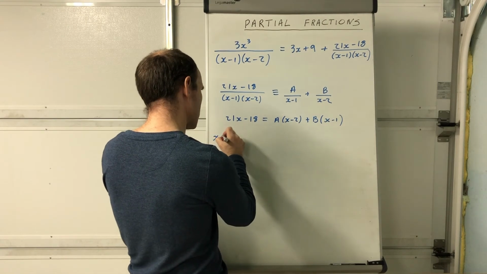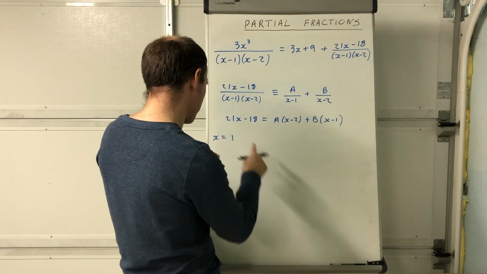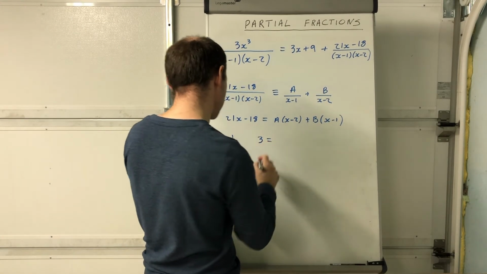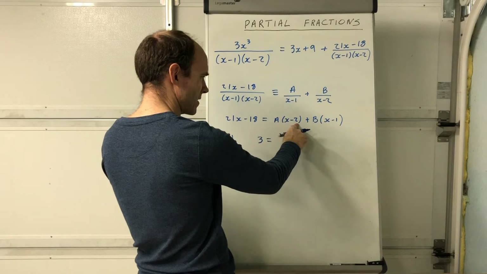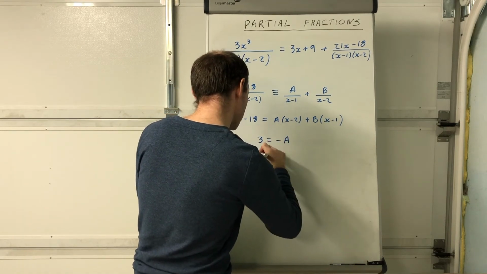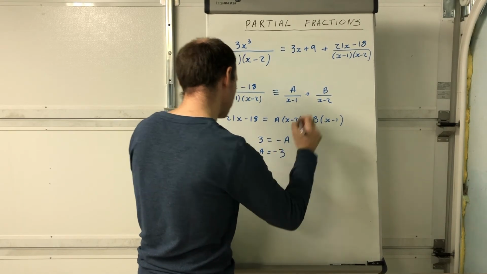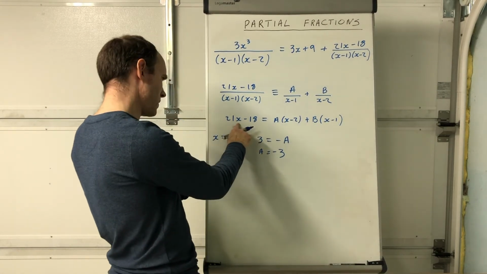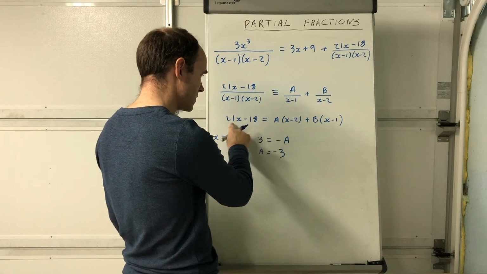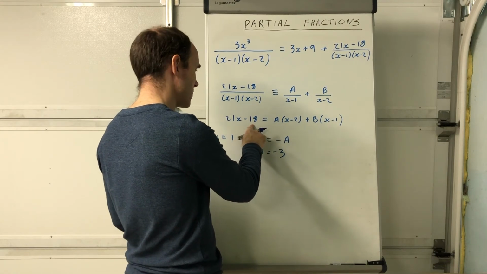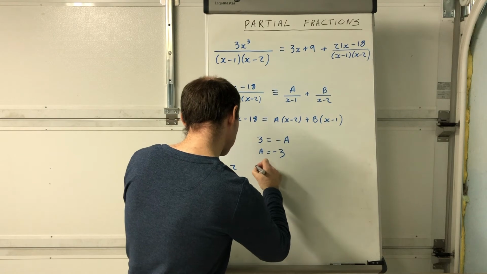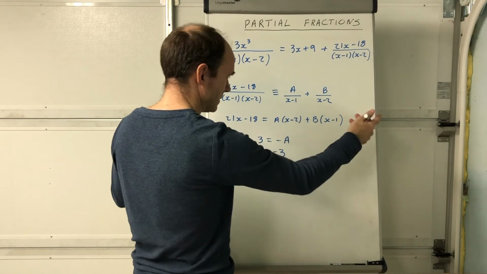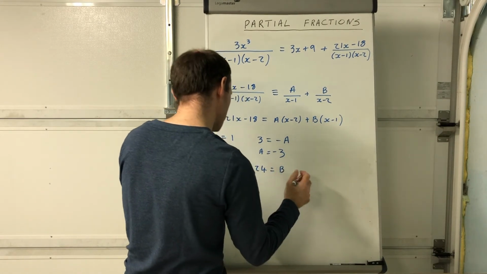Let's put in x is equal to 1 first. So we get 21 subtract 18, that's 3. And that's going to be equal to 1 subtract 2, negative a. So a is equal to negative 3. And then let's put in x is equal to 2. So here we get 42 subtract 18, that's 24, is equal to 2 subtract 1, 1b. So b is equal to 24.